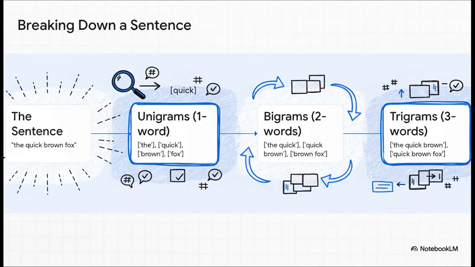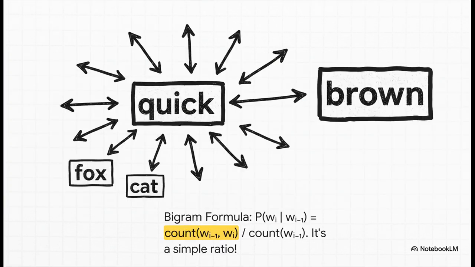The process is actually pretty straightforward. A model takes a sentence, like this one, and just breaks it down into every possible overlapping chunk. It looks at single words, which are called unigrams, then it looks at pairs of words, or bigrams, then triplets, trigrams, and so on. It does this to count how often each of those sequences appears out in the wild. And here's where it gets really crucial. The model then calculates the probability that one word will follow another. It's basically asking a statistical question. Okay, out of all the millions of times I've seen the word quick, what percentage of those times was it immediately followed by the word brown?